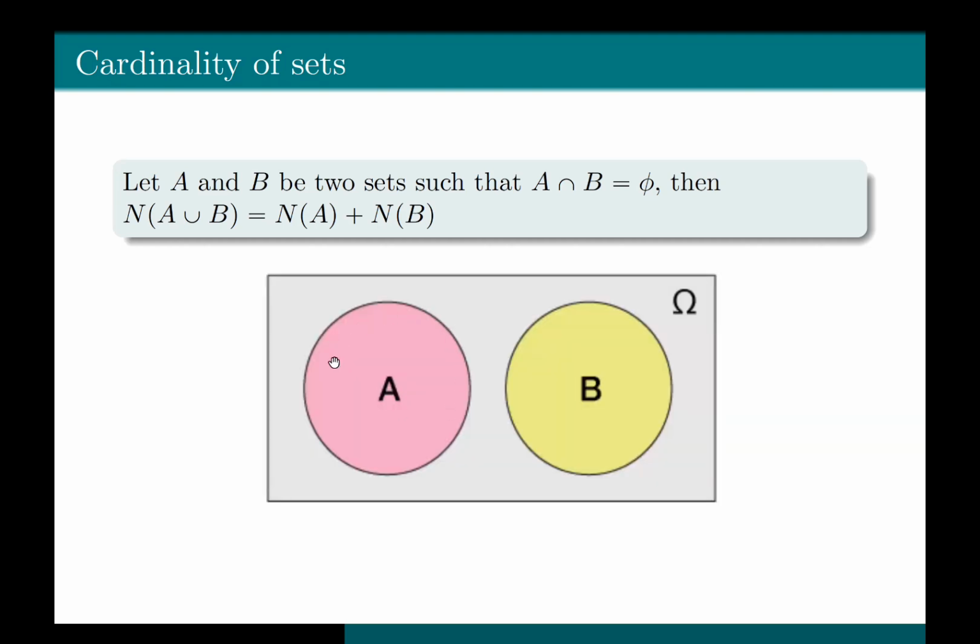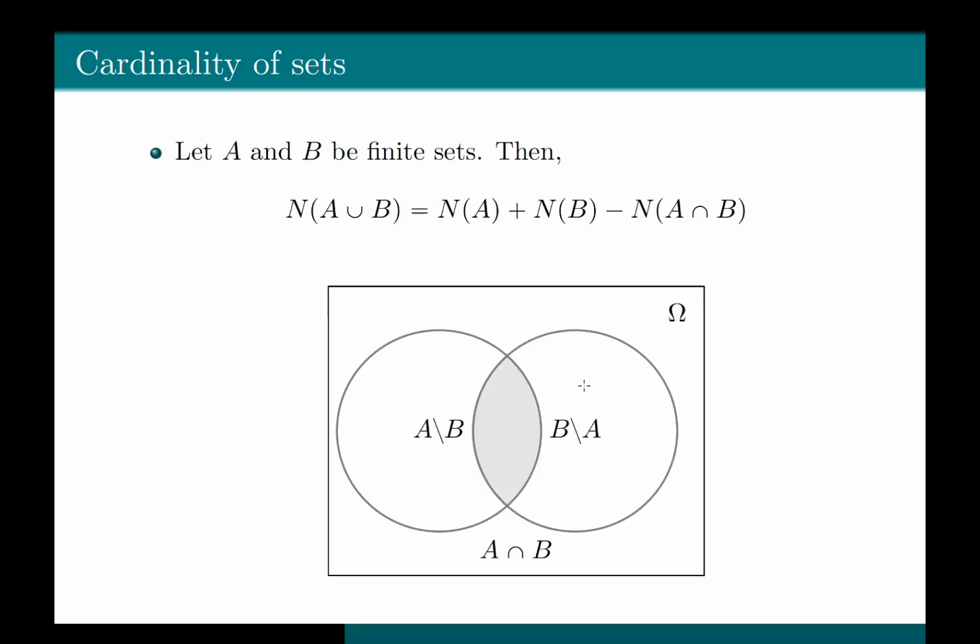So let's say that A is a set and B is a set and both these sets are disjoint. That means they do not have any element in common. Now, cardinality of A union B. A union B contains all the elements that are in A as well as in B. So the number of elements in A union B would be the number of elements in A plus the number of elements in B. Okay, but now what if A and B are not disjoint?